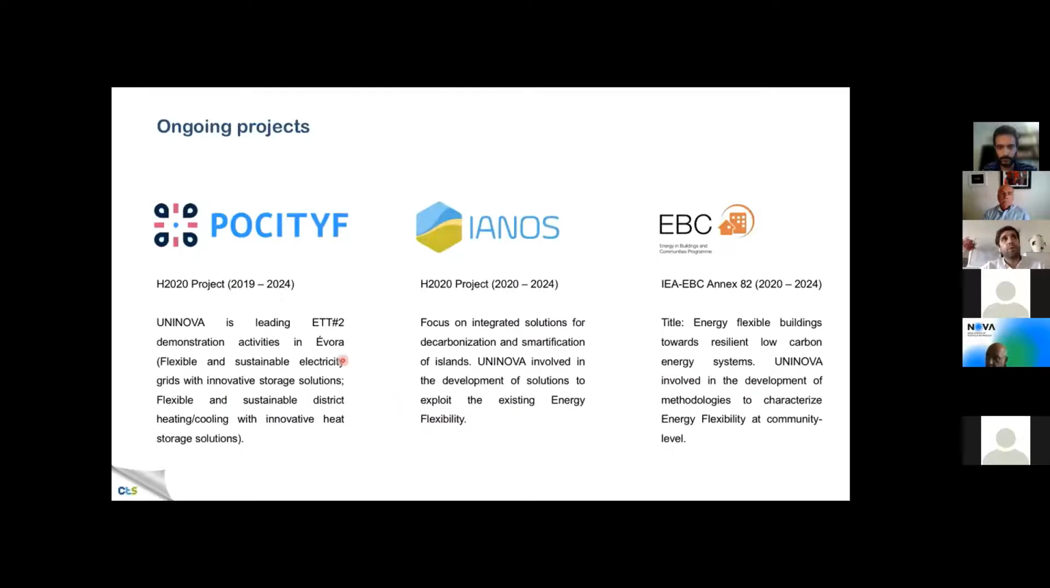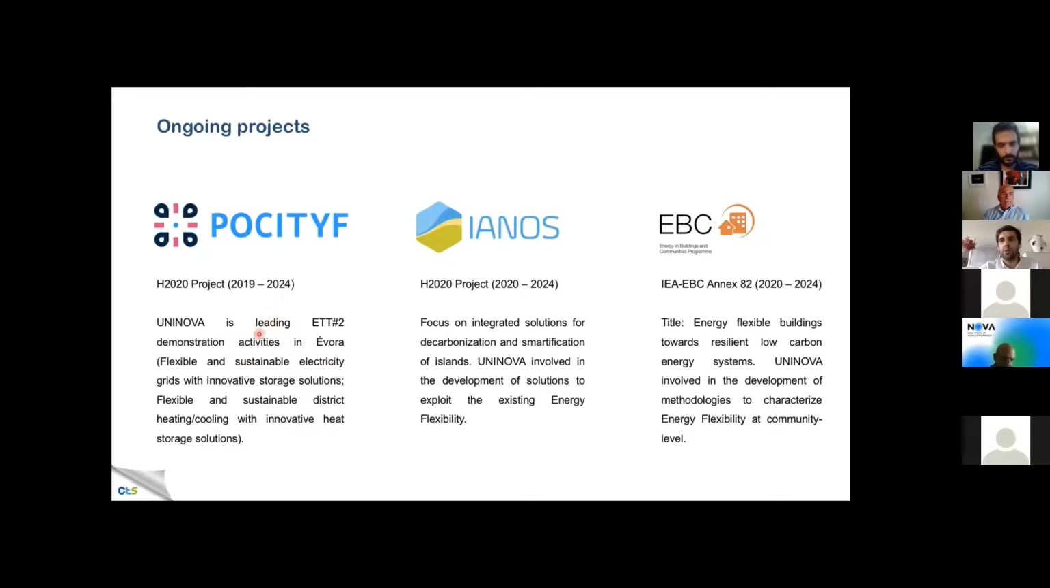So before finishing my presentation, I present you here the ongoing projects where our group is working. We are working in 2 European projects, H2020, Positive and Janus. In both of those projects, we are deploying different technologies that characterize and use the available energy flexibility. And in Positive, in particular, we are leading the development of energy flexibility related technologies.